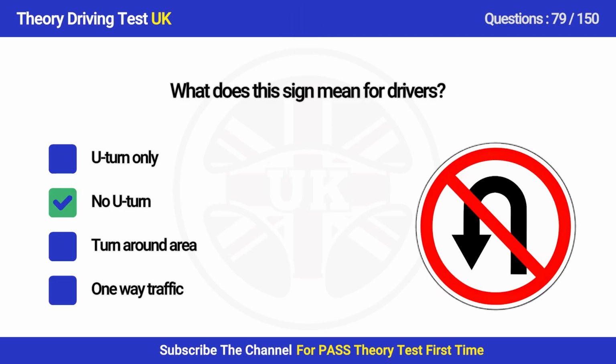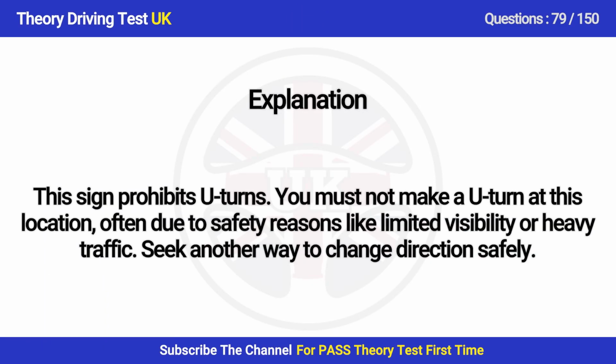Answer is B. No U-turn. This sign prohibits U-turns. You must not make a U-turn at this location, often due to safety reasons like limited visibility or heavy traffic. Seek another way to change direction safely.